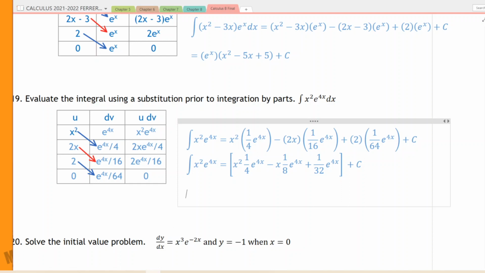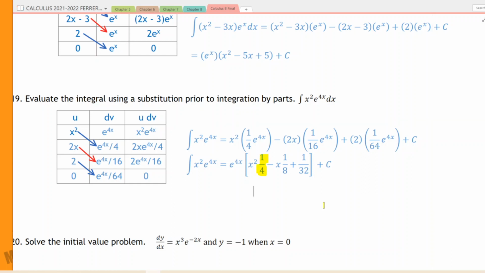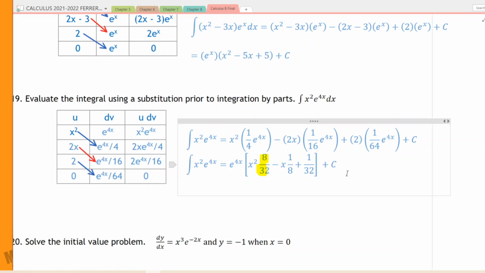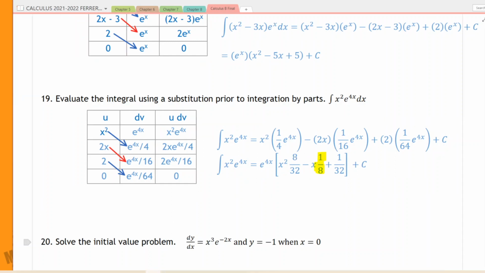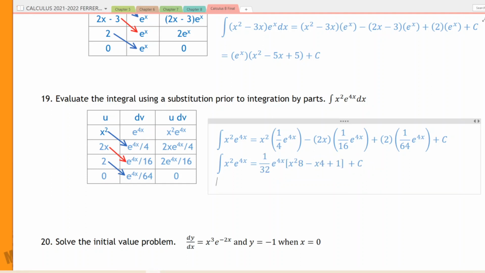And we'll factor out those e to the 4x's. Now it looks like the least common multiple of the denominators is 32. So let's turn everything into 32. So 1/4, that's 8 over 32. And then 1/8, that's 4 out of 32. Then we're going to factor out 1/32 from everything. And that should just about do it for this problem.